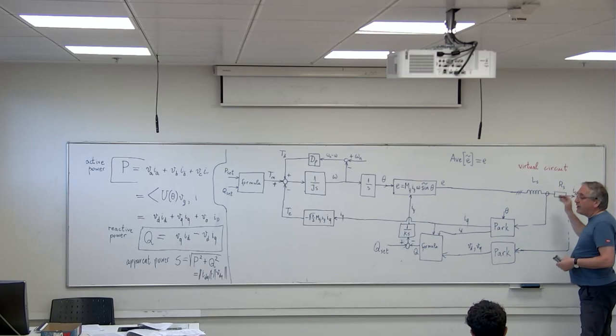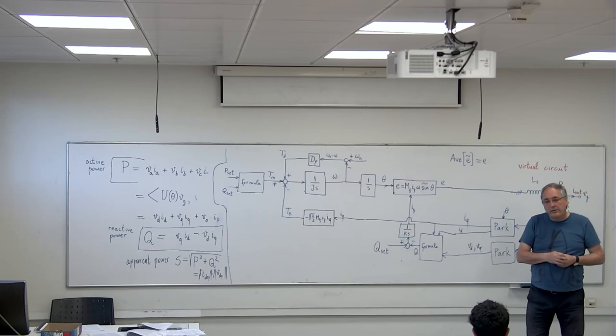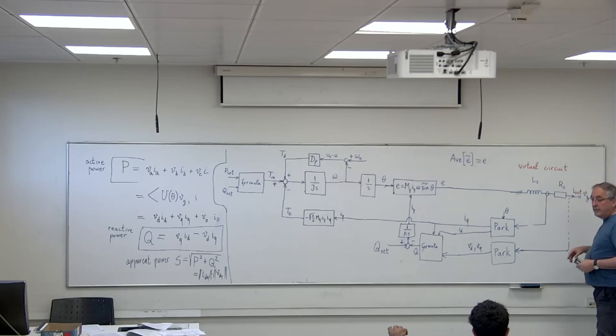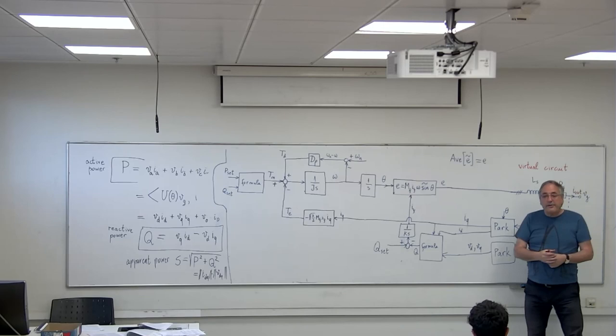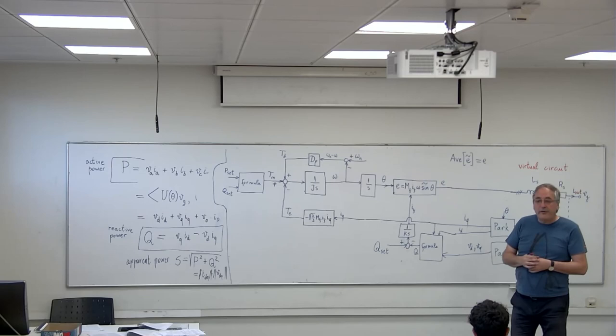Why didn't we use current sources earlier when the virtual circuit was smaller? And then there was a PWM generator and then the inverter. Well, we do that. That's what we do. We build a current source using that RS and LS, which are the true inductor and the true resistor of the inverter.